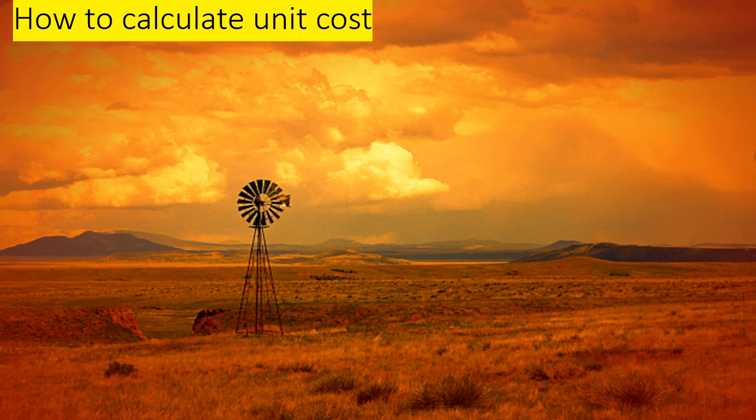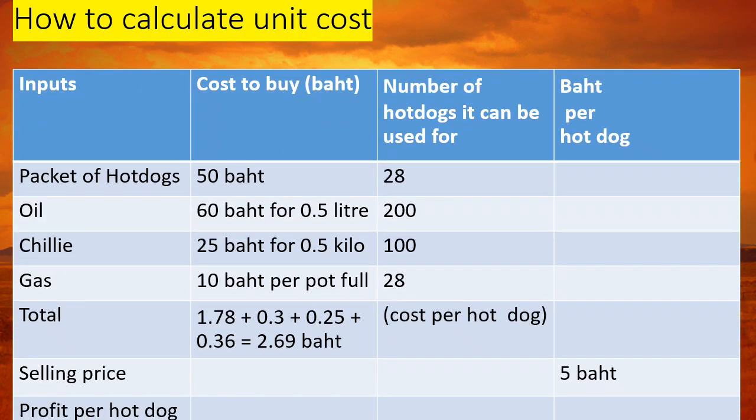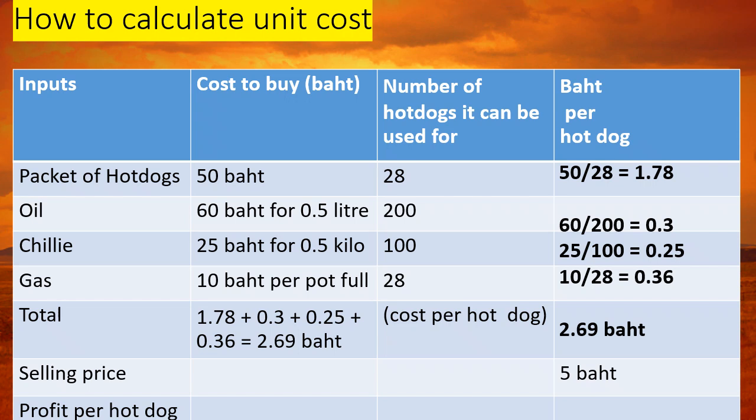So how do we calculate unit costs? So here we have a table. In the left-hand column, we have the different things that we buy to make our hot dogs. We buy a packet of hot dogs. The next column, you can see how much it costs. So 50 baht for hot dogs and the number of hot dogs that we can use it for. So 28 in a packet. And so you do 50, the cost, divided by the number 28 equals 1.78. So that is the cost of one hot dog.